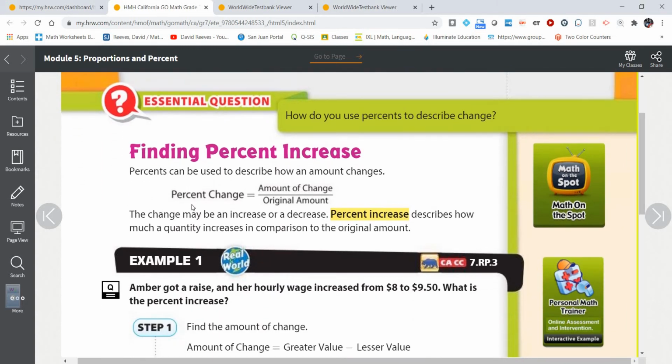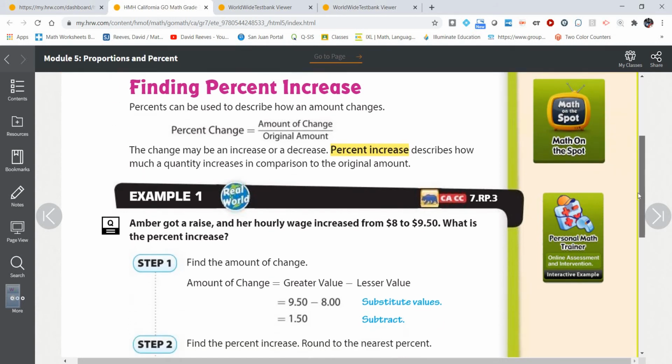So just a reminder, this is super important. You must know this if you're going to be doing these problems. The percent of change is the amount of change over the original amount. Again, if that change goes up, it's an increase. If that change goes down, it's a decrease.